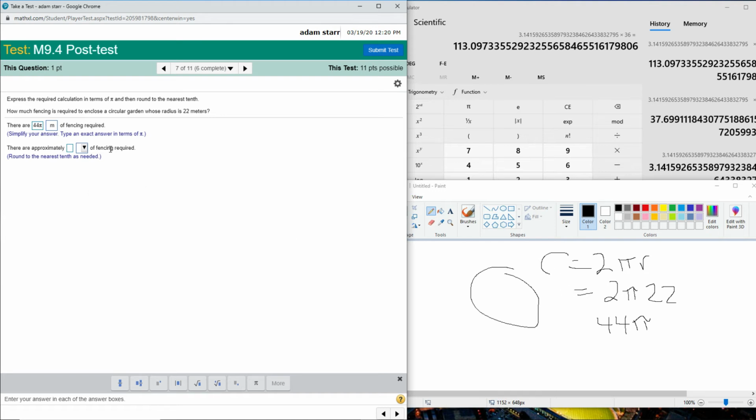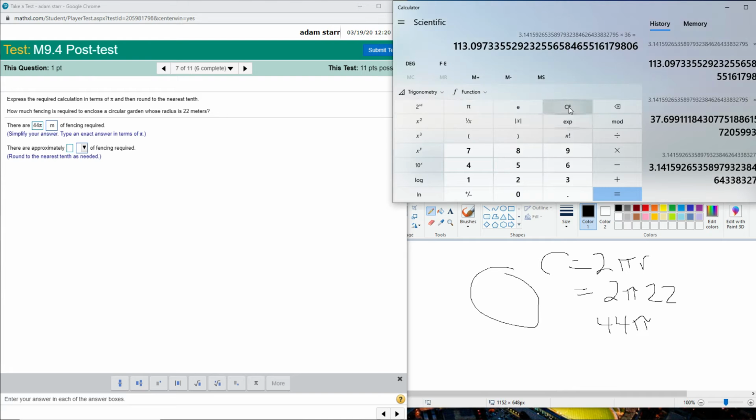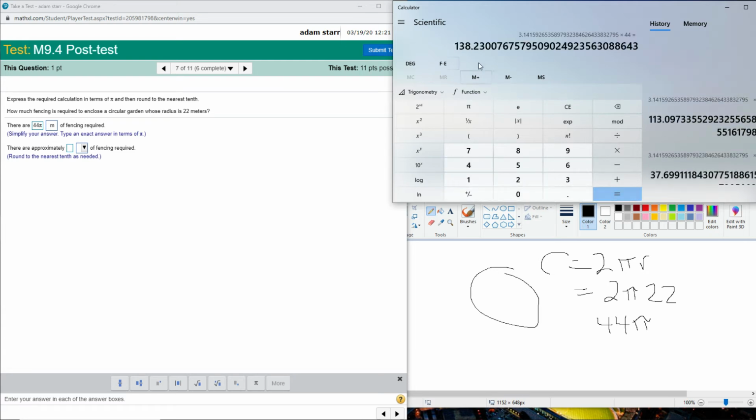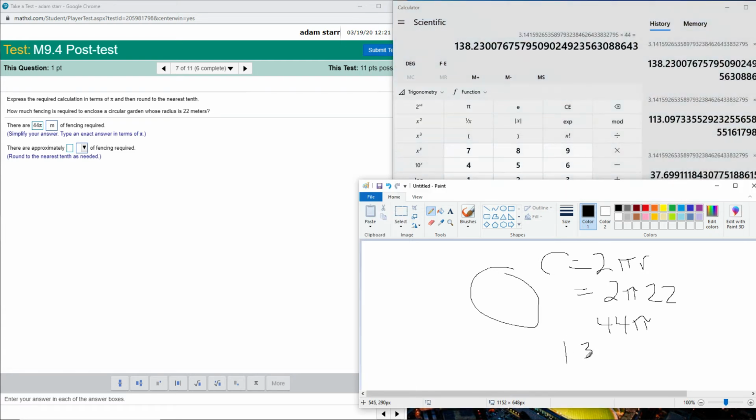Okay, but now this wants the rounded answer. So again, I'm just going to put this into my calculator. I'm going to try doing this again. I'm going to do 44 times and then hit the pi button. Okay, yeah, definitely doesn't work that way. So I'm going to hit pi first, then multiply by 44. And I get 138.23007. It wants rounded to the nearest tenth.